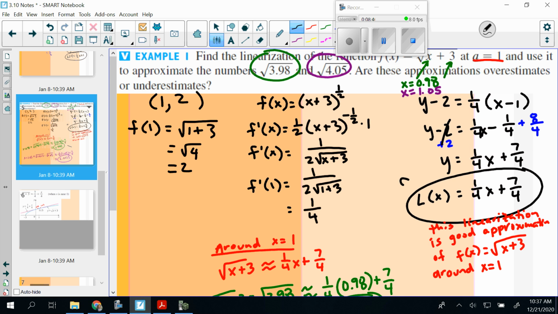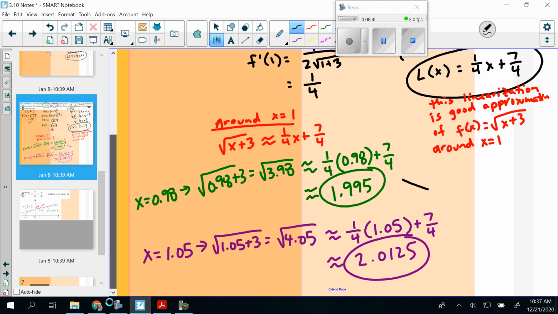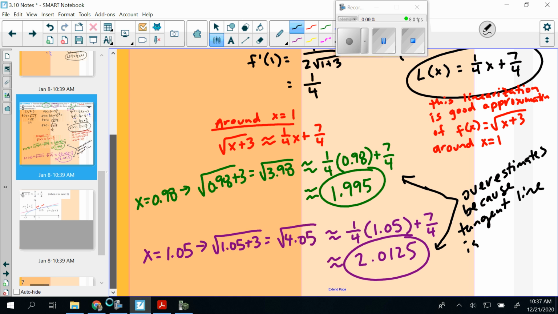Both of these would be overestimates because the tangent line is over the graph. It's above the graph of f of x. So both of them would be overestimates. So that's how you can use tangent lines to approximate the value. It's not going to be exact, but it'll give you roughly what that value should be at that spot.